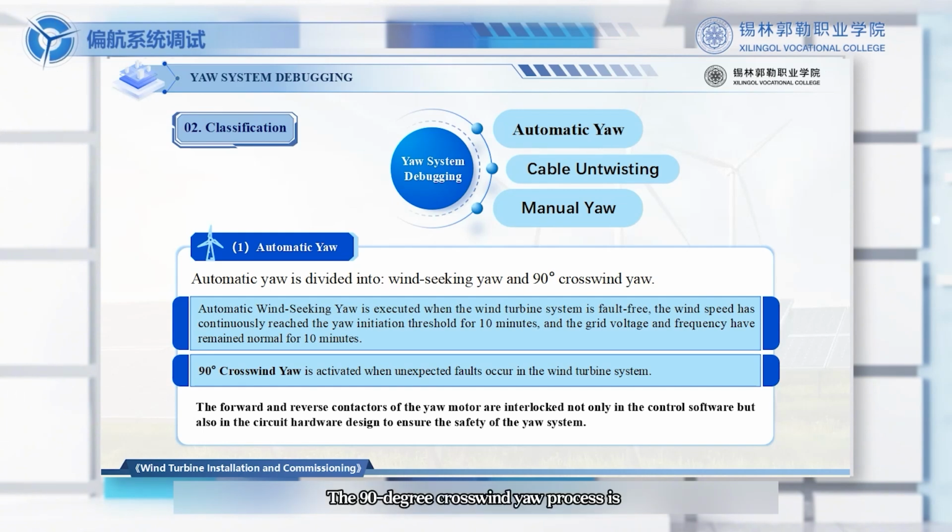The 90-degree crosswind yaw process is carried out when an unexpected failure occurs in the wind turbine system. The forward and reverse contactors of the yaw motor are interlocked not only in the control software but also in the circuit hardware design, to ensure the safety of the yaw system.